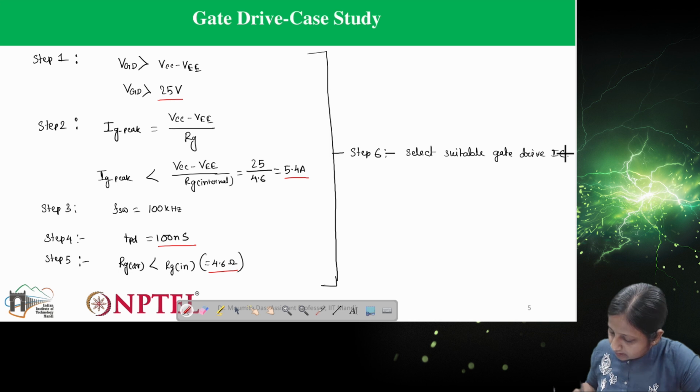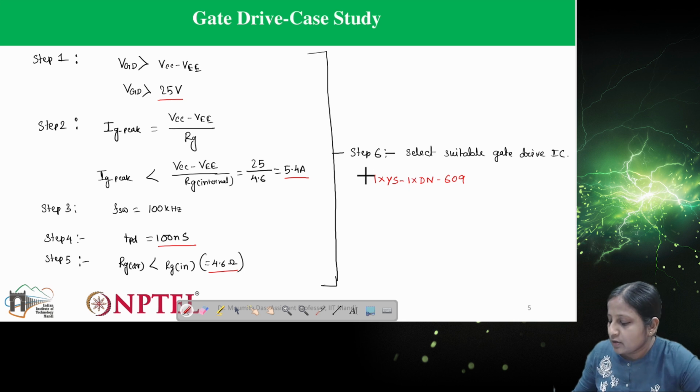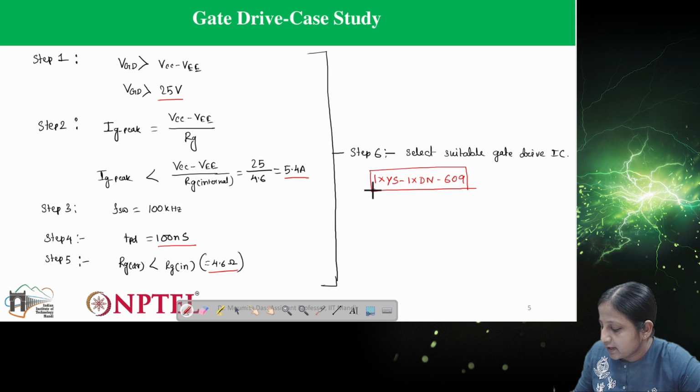So in this particular device they have selected the gate drive IC IXYS IXDN 609. So this is the gate drive IC which is satisfying all these conditions for this particular device. So this is suitable for this particular device.